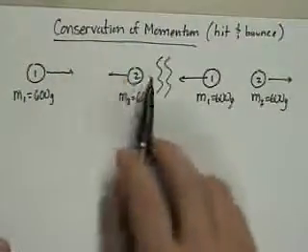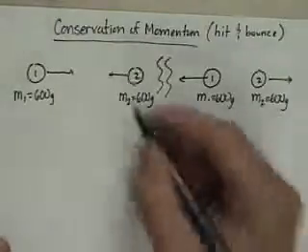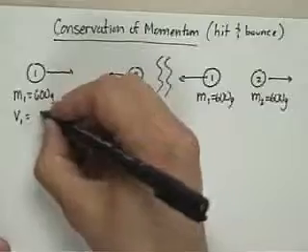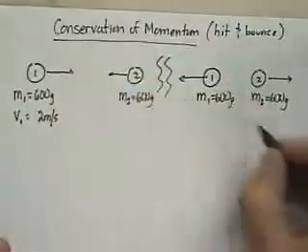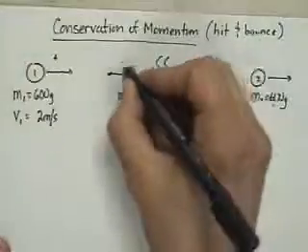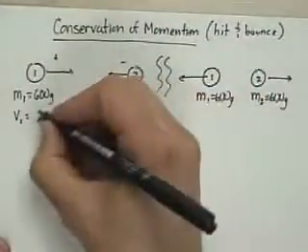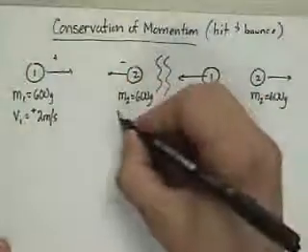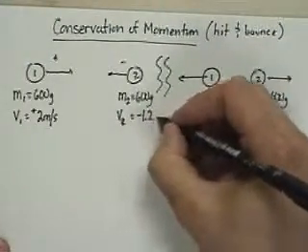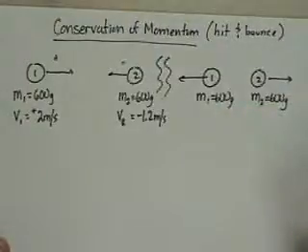We also need to know the values of the velocities for these things. Velocity 1, I'm going to tell you, is 2 meters per second. Since it's the first one that I'm writing down and it's going to the right, I like right as positive, I like left as negative, so I'm going to call this positive 2. My velocity 2 is going to be negative 1.2 meters per second.